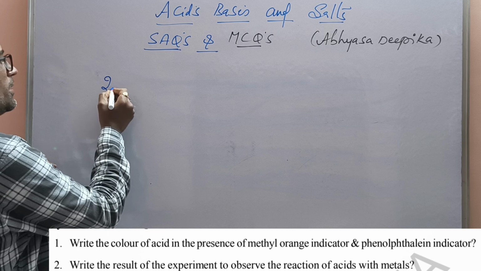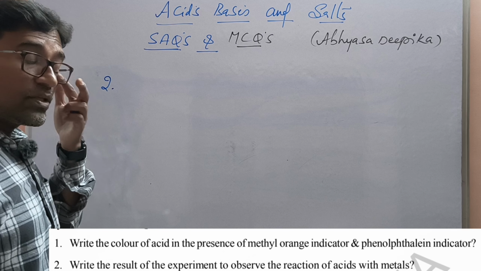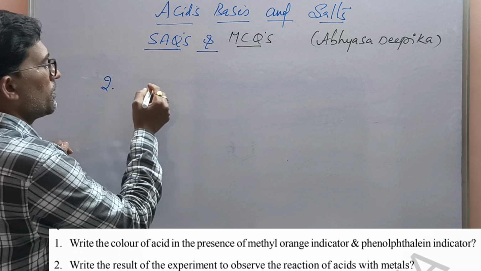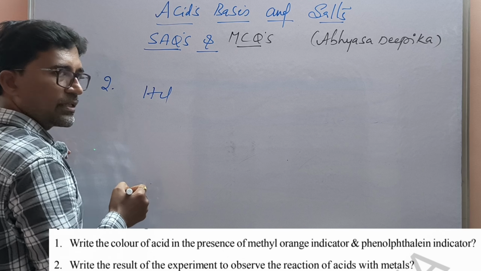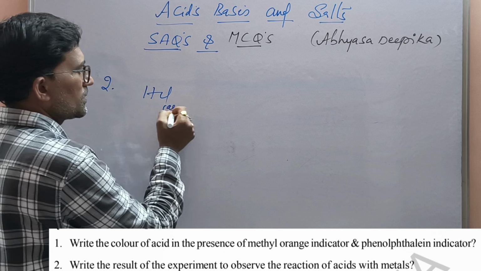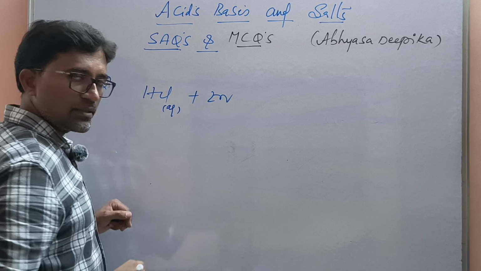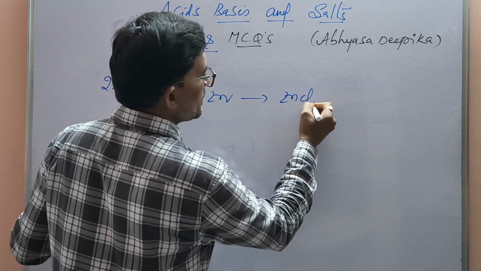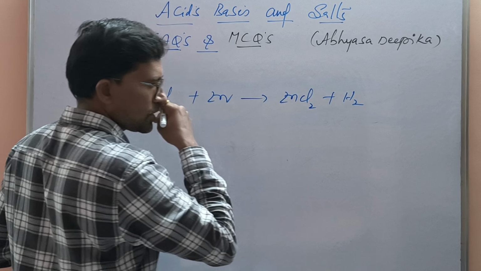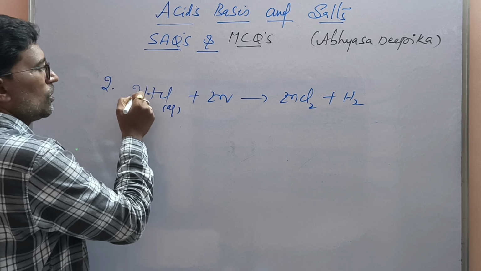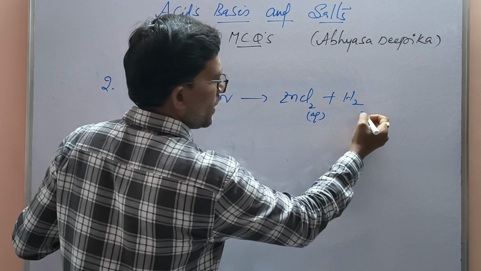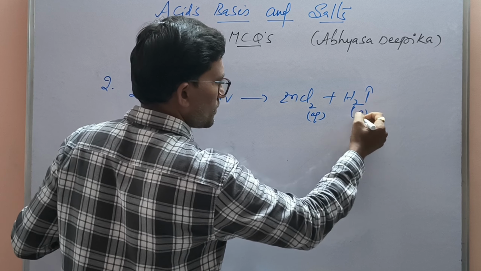Write the results of the experiment to observe the reaction of acids with the metals. The question is displayed on the screen. Write the results of the experiments when acids are reacted with the metals. For example, HCl, dilute hydrochloric acid, not aqueous, reacts with a metal like zinc and gives rise to ZnCl2 plus H2. You see the balancing: two molecules of HCl react with Zn, giving ZnCl2 in aqueous form, and hydrogen gas is liberated.